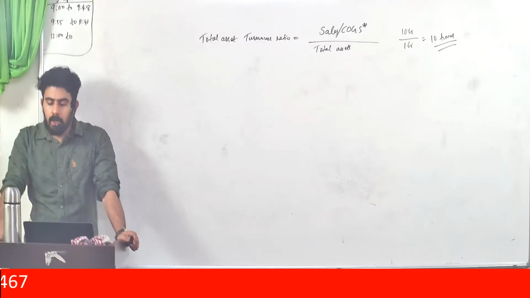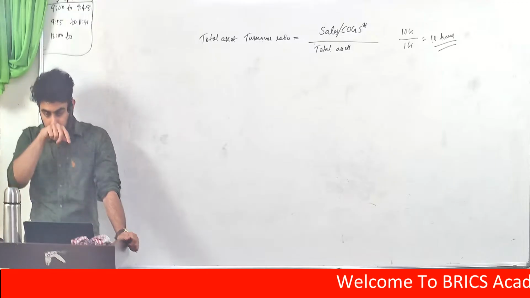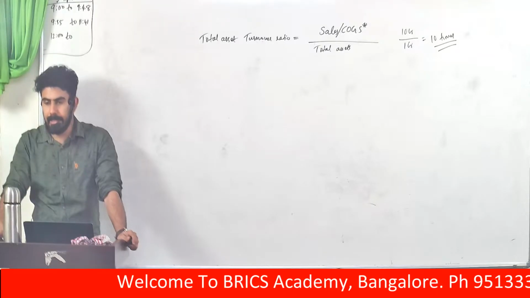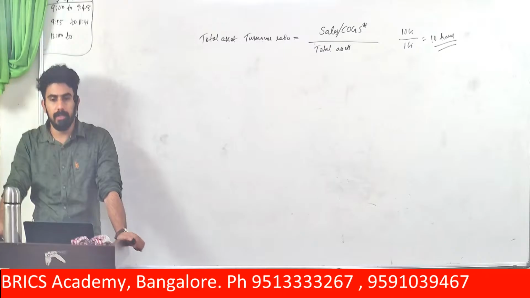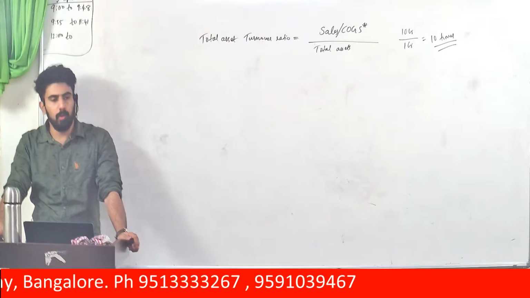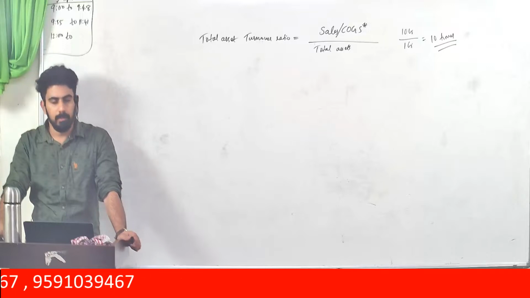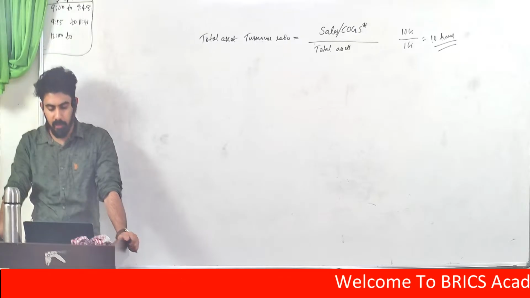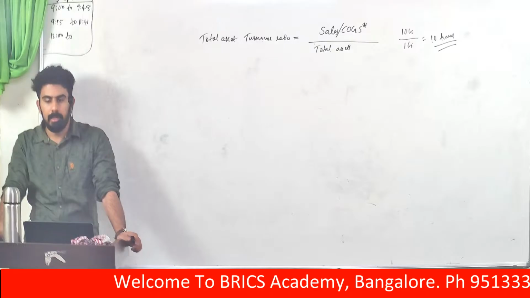Next one, net asset turnover ratio. What will it be? Sales or COGS divided by net assets. You know what net assets are? It is also called capital employed. So, guys, net asset turnover ratio is equal to sales or COGS divided by net assets.